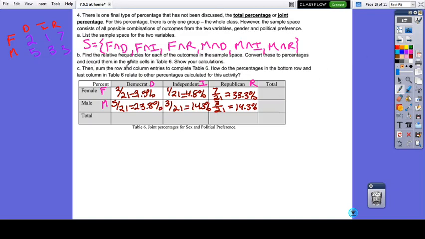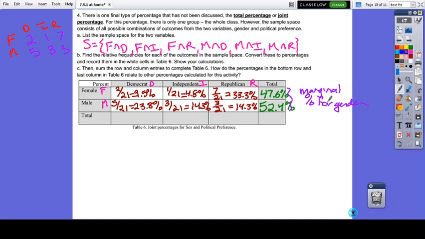Then sum the row and column entries to complete table 6. So we have 9.5% plus 4.8% plus 33.3%. This comes out to 47.6% there. We can add the 23.8, 14.3, and 14.3. That comes out to 52.4%. Now, those numbers should actually look familiar. These numbers right here are the marginal percentages for gender.